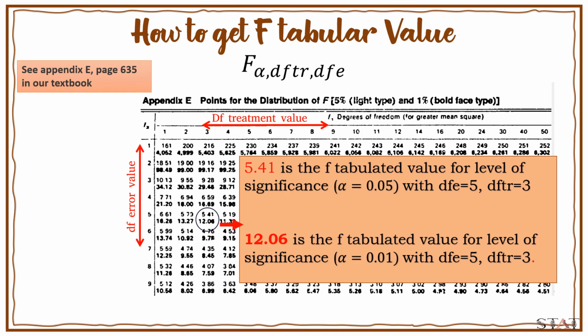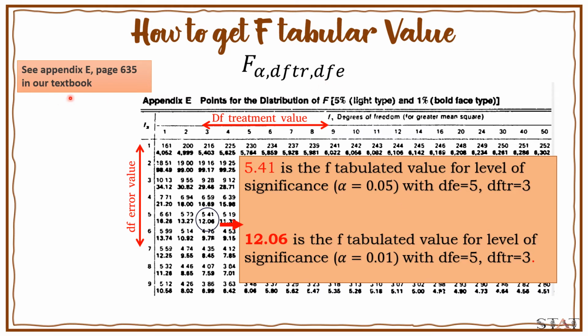And then we need this computation, or how we get the F tabular value. How would we know that our study is significantly different from each other, or we have to reject the hypothesis, or fail to reject the hypothesis? So we need to know how to use the F tabular value.